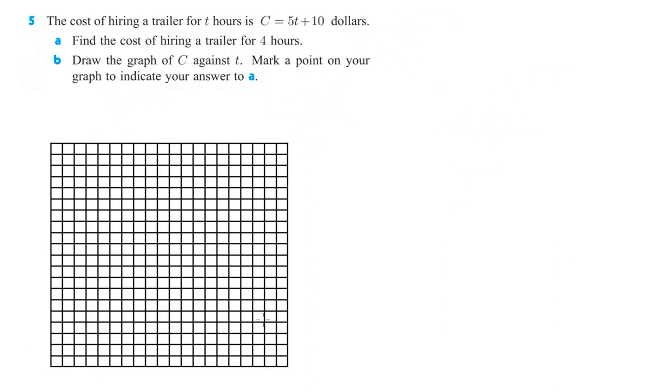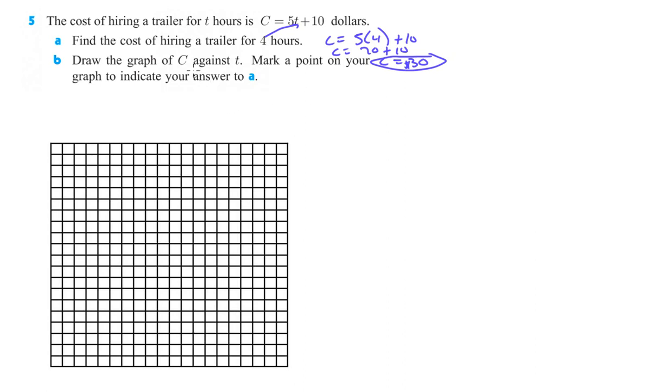Cost of hiring a trailer for T hours is C equals 5T plus $10. Find the cost of hiring the trailer for 4 hours. So 4 is simply our T, right? So we've got the cost is going to be 5 times 4 plus 10. So the cost is going to be 20 plus 10. So in this case, the cost is going to be $30 for 4 hours. Okay.